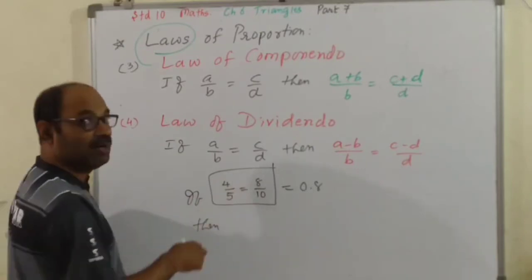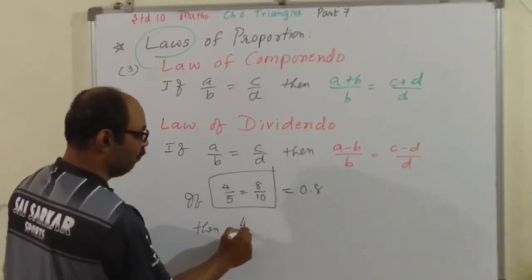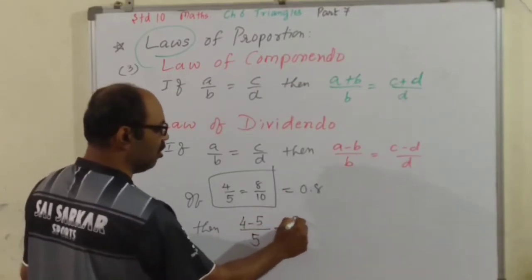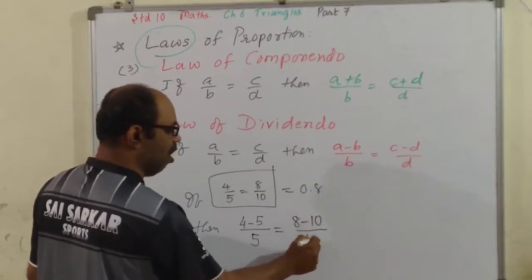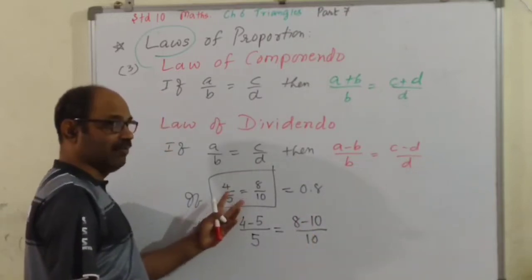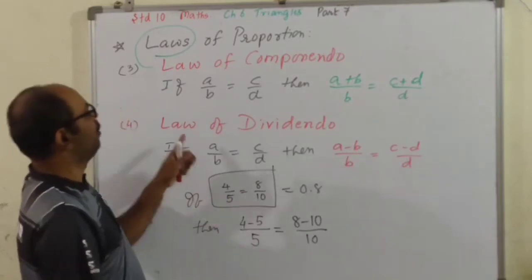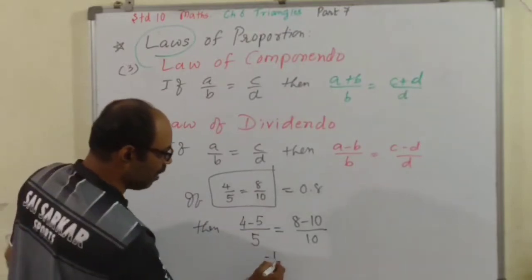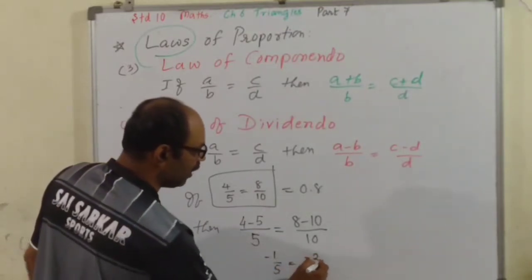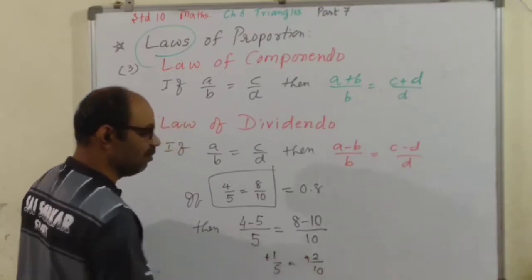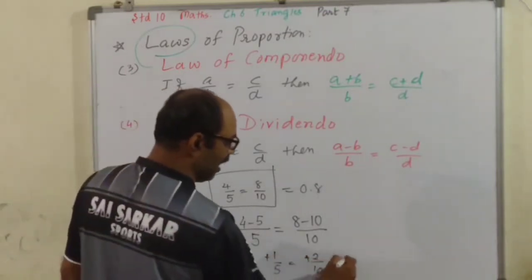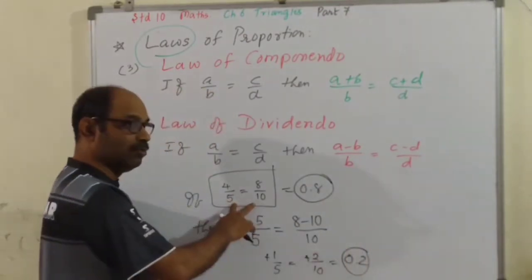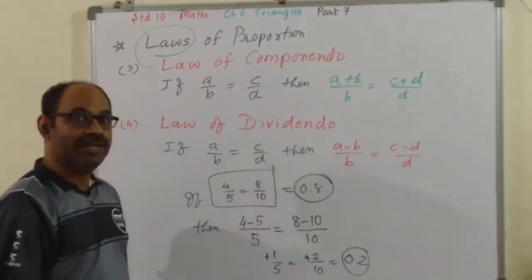If 4 upon 5 is equal to 8 upon 10, then 4 minus 5 upon 5 is equal to 8 minus 10 upon 10. If two equal ratios are given, then you can write this. How? By using the law of dividendo for proportionality. What you got? Minus 1 upon 5. What you got? Minus 2 upon 10. Minus minus becomes plus. And if you find the value, you are getting 0.2. So 0.8 and 0.2 are different. So from these two equal ratios, we get two new equal ratios.